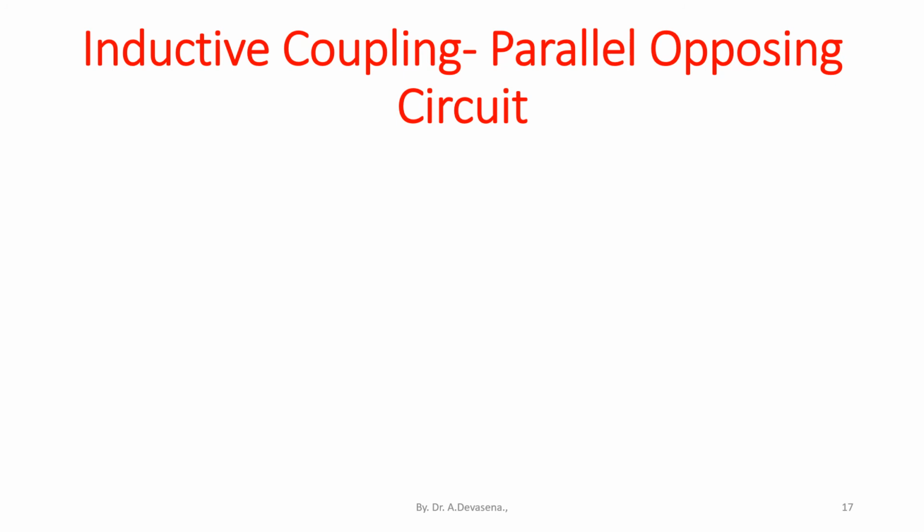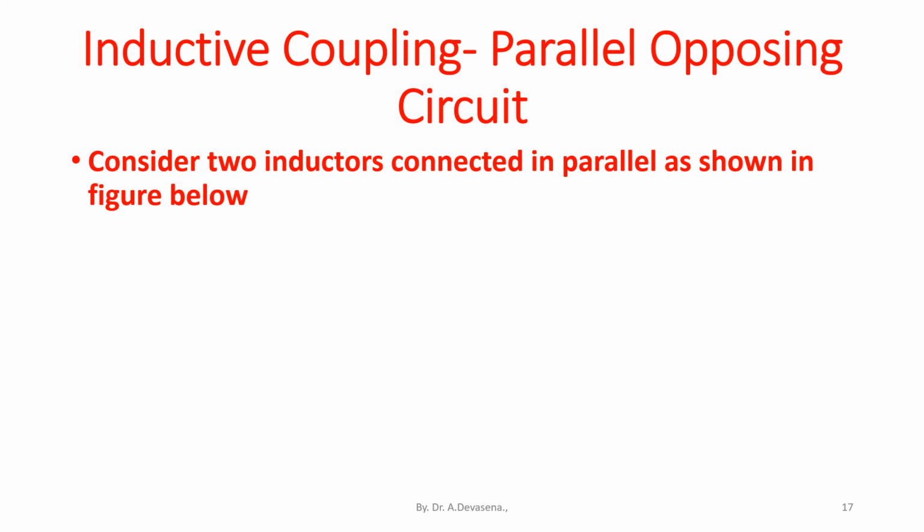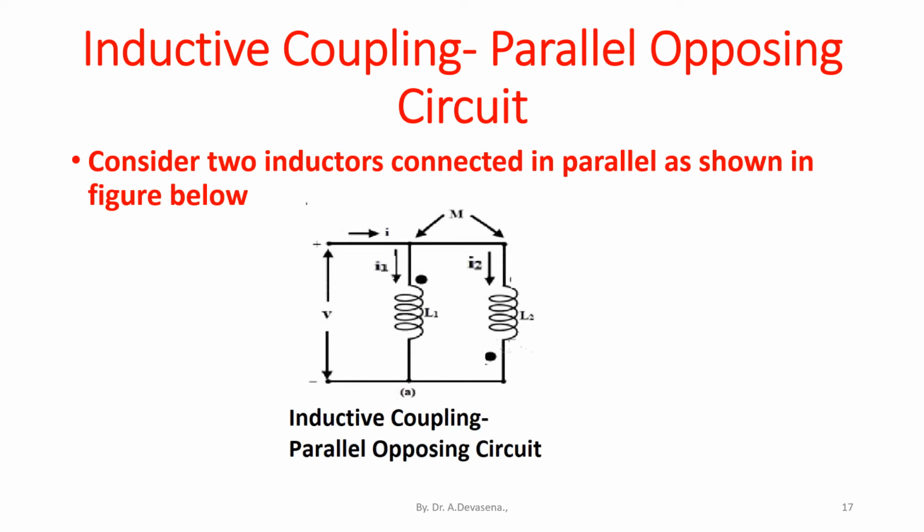Now we see the inductive coupling parallel opposing circuit. Consider two inductors connected in parallel as shown in the figure below. Here is a representation of the inductive coupling parallel opposing circuit. If you look at this diagram, for the coil L1, the dot is present where the current I1 is entering the circuit. But for coil L2, the dot is present where the current I2 is leaving the circuit.